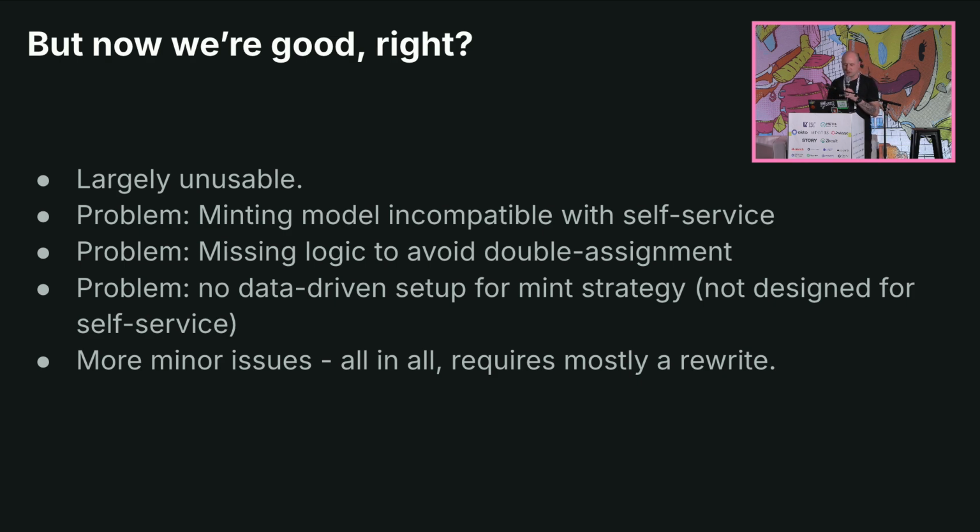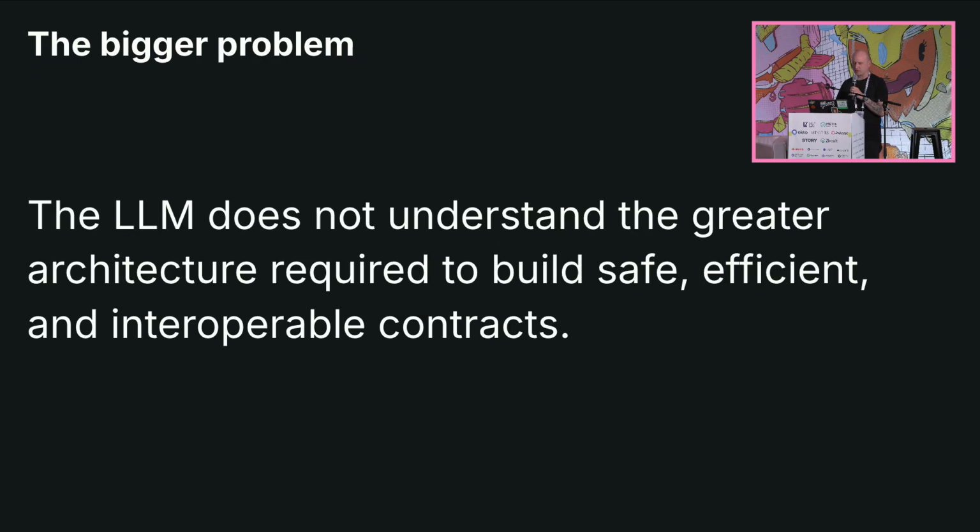There was no data-driven setup for the mint strategy, so I couldn't say I want it so that this is a helmet and it costs 0.000333 ETH or something. I couldn't do anything, and then a ton of minor issues. But after all those 28 iterations, I still have to start over. I have to make new contracts because these aren't going to work for me.